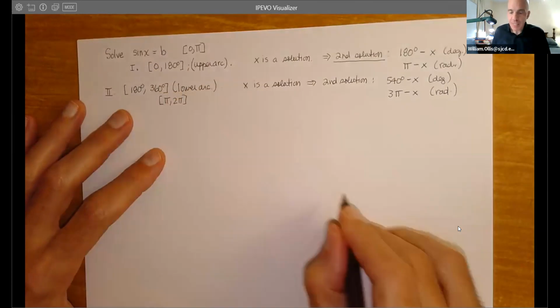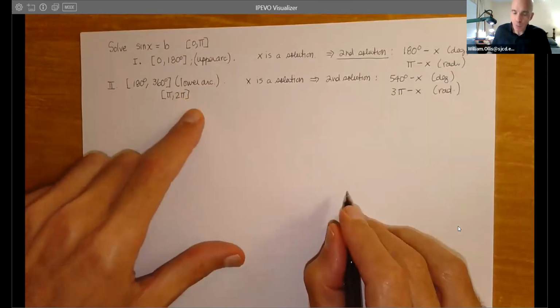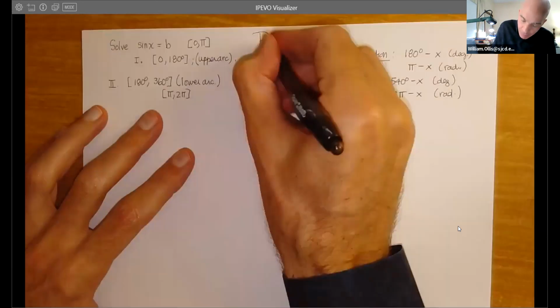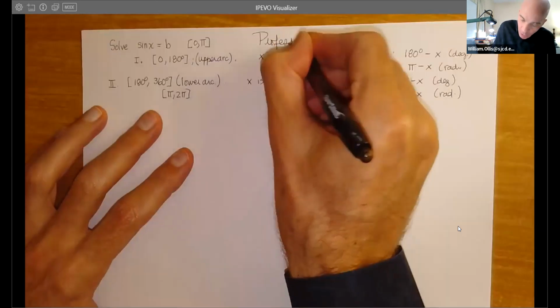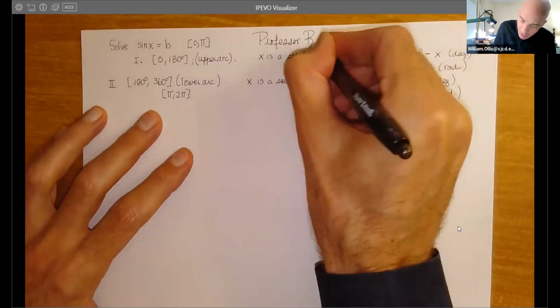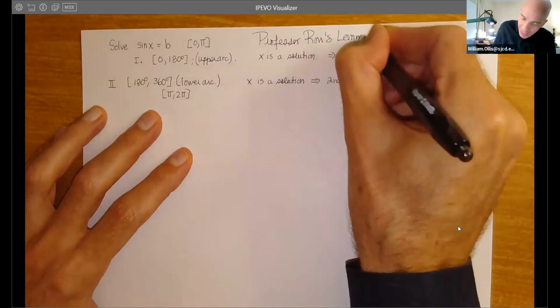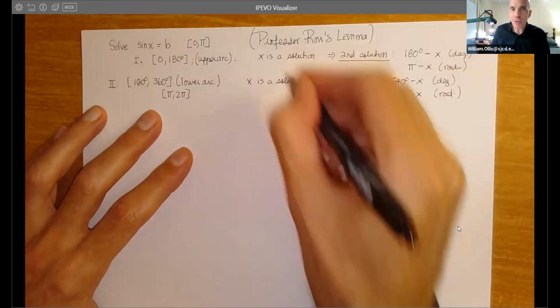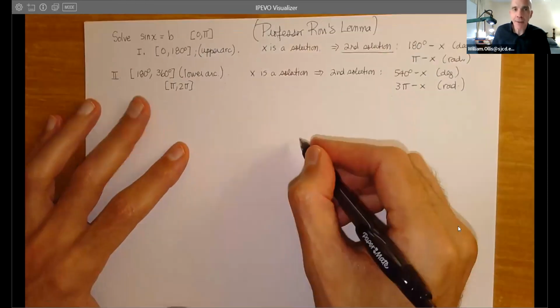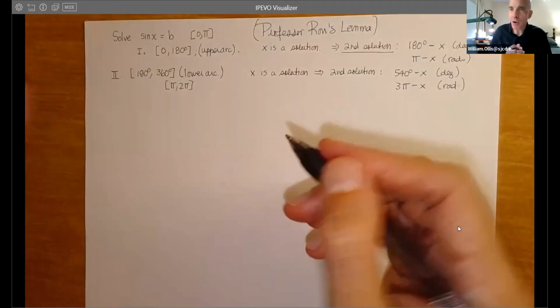So we'll have plenty of opportunities. This is half of Professor Ron's lemma. That's what I called it then. And I actually had this typed up in a LaTeX document. I need to find it. And I passed it out to the class so they would use it. And then, of course, I just started making it part of my lecture.